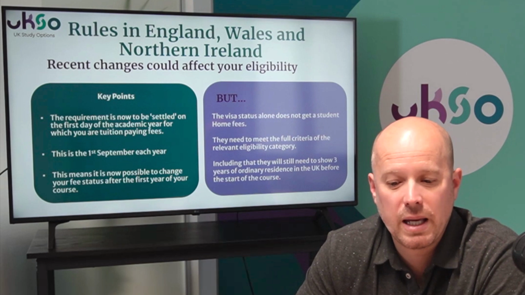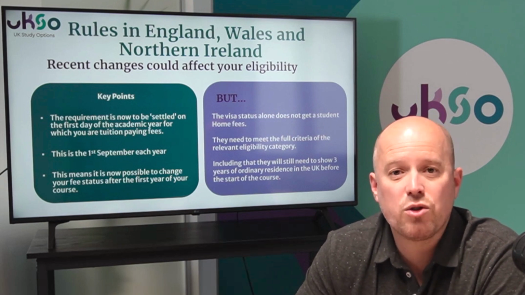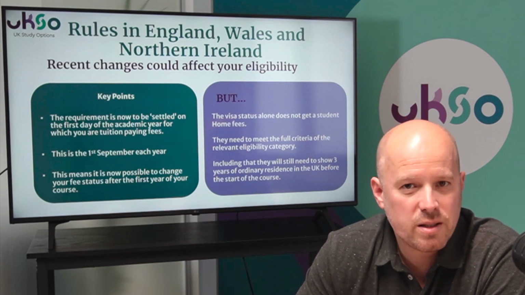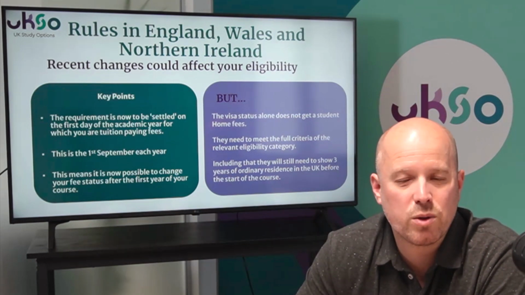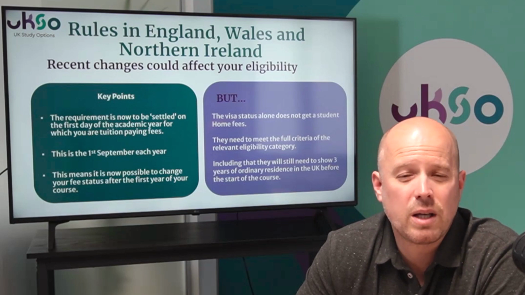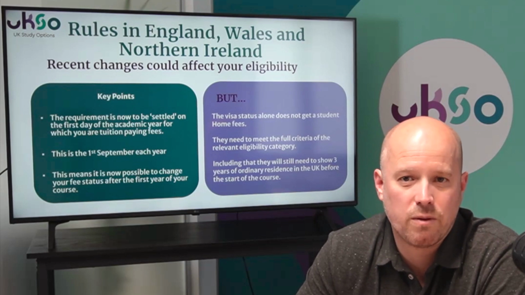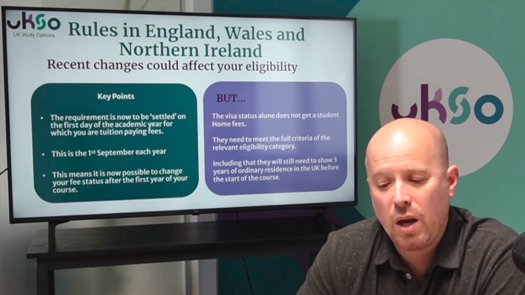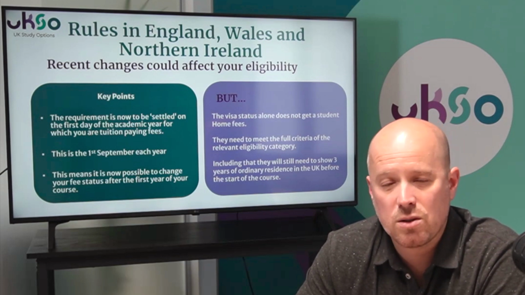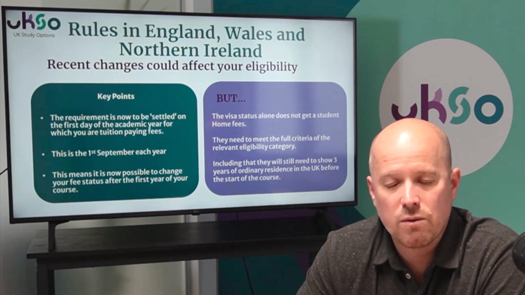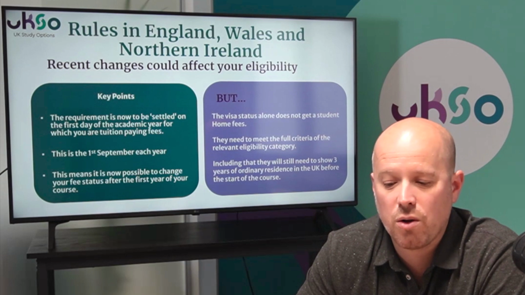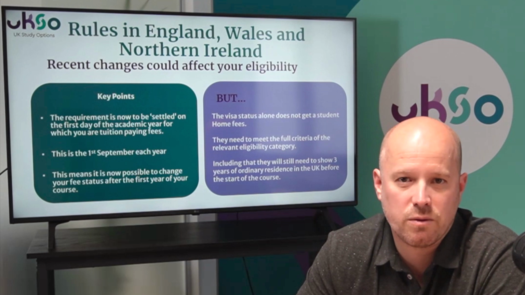But remember, again, there are other requirements. Just because you get indefinite leave to remain or you become a British citizen, say perhaps in year one or year two of your course, that doesn't mean that you're guaranteed to swap onto the lower home fees. Let's see what the rules say. Just because you have this settled status does not get you home fees. You need to meet the full requirements. And again, it's the same requirement. You still need to show 3 years of ordinary residence in the UK before the start of your course.